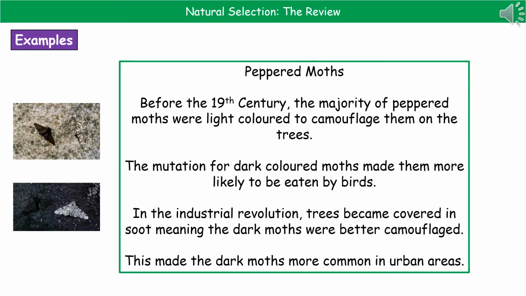We do need to know some examples of natural selection showing evolution, and the peppered moth is one. So before the 19th century, the majority of those peppered moths were light coloured and they camouflaged on the trees. However, the mutation for dark coloured moths made them more likely to be eaten by birds, so there were far fewer dark coloured moths than the light coloured ones. When the Industrial Revolution came about, then the trees became covered in soot, which meant that dark coloured moths were better camouflaged, and therefore the dark moths were more common in urban areas than light moths, so it was an advantage to be dark coloured.